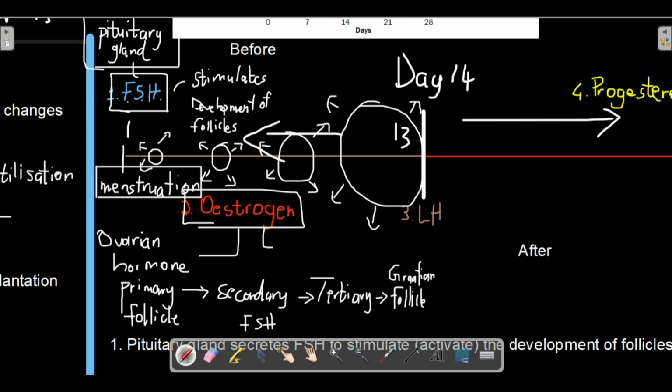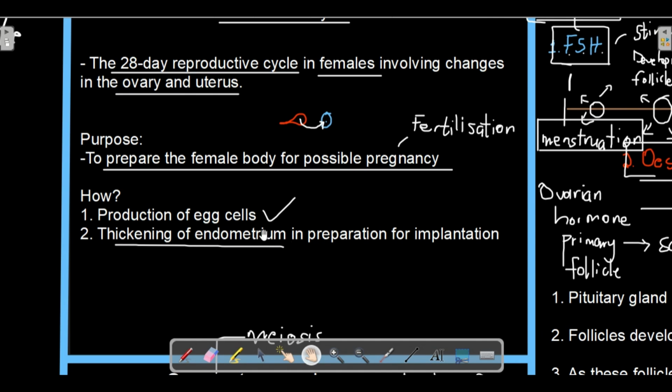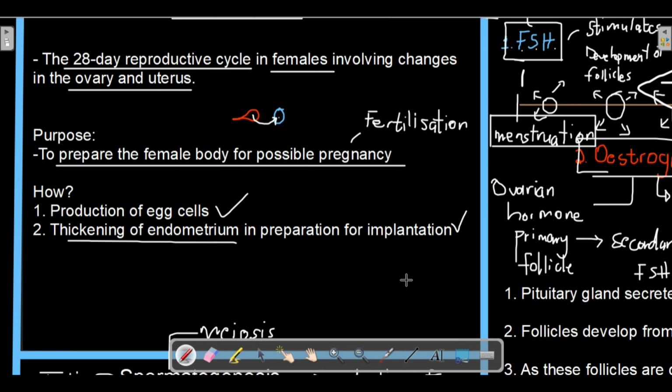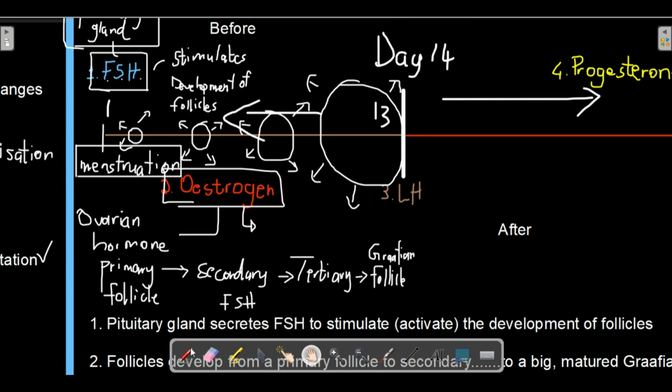The estrogen has a function that satisfies the second purpose of menstrual cycle. So the second purpose of menstrual cycle, we said, is to thicken the endometrium in preparation for implantation. So the endometrium thickens so that the blastocyst is able to attach to it. Okay, so we will talk about this process again in a more detailed way. And so this purpose is first satisfied by the estrogen. The estrogen that is produced by these follicles thickens the endometrium. So it's the first hormone to thicken the endometrium.